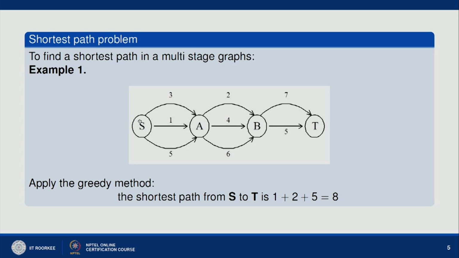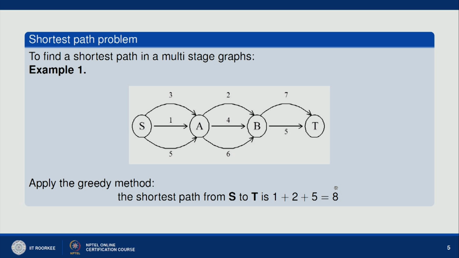That means if a person wants to travel from node S to node T, the minimum distance will be S to A, which is 1 unit, A to B, which is 2 units, B to T, which is 5 units. Total is 1 plus 2 plus 5, that is 8 units. So, 8 units is the minimum path or the shortest path from S to T.